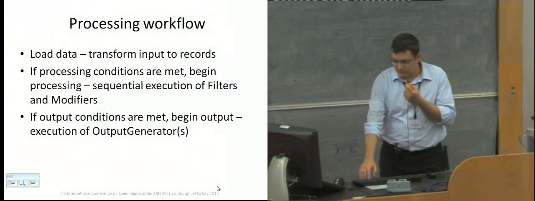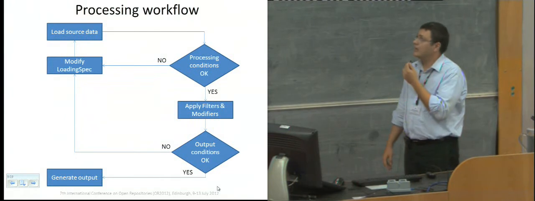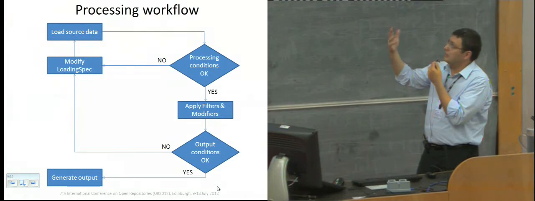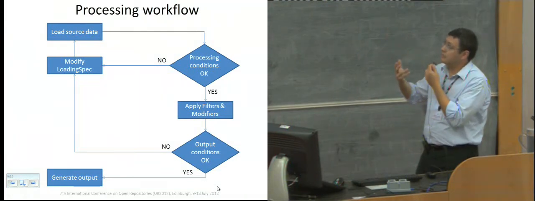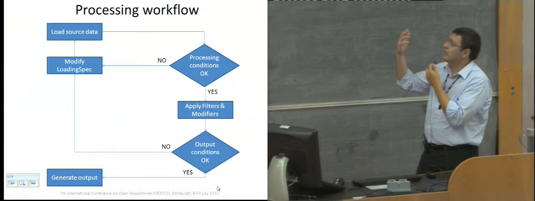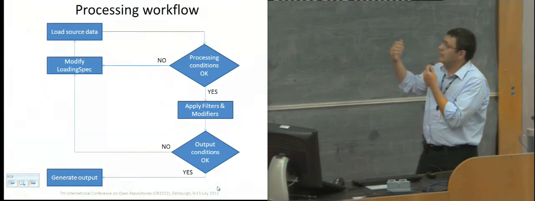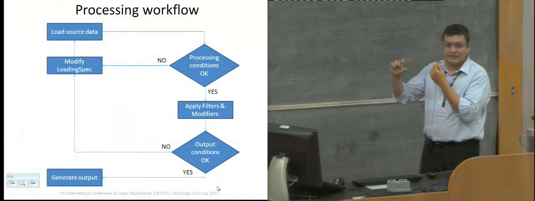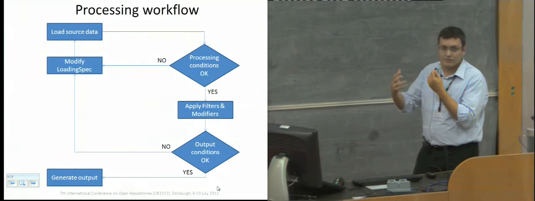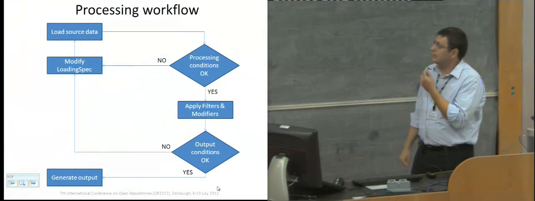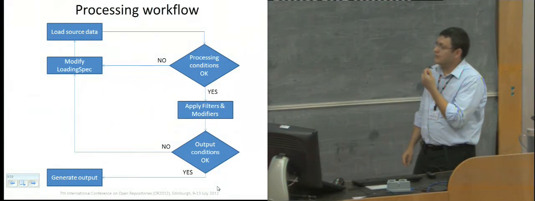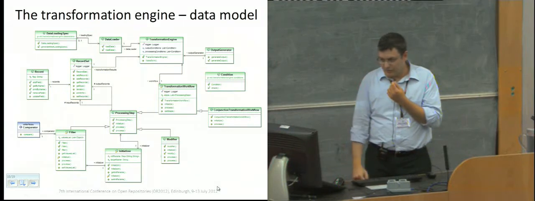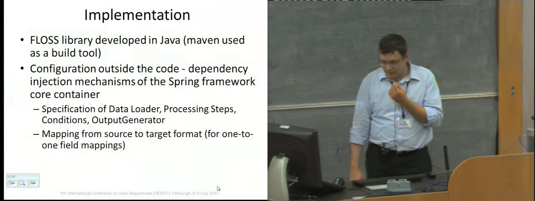So, if we have a look at the processing workflow, I have already presented that more or less. We load data, we examine whether the processing conditions hold. If they're okay, we proceed. If not, we return to data loading. We apply the transformation workflow, which looks like a little box on the slide, but actually usually contains the most logic. And we proceed to the generation of output if the output conditions hold. We have a data model here for reference, but I won't go into that.